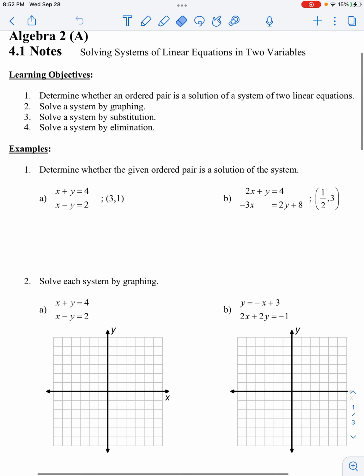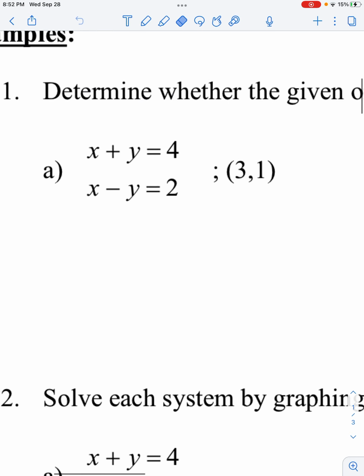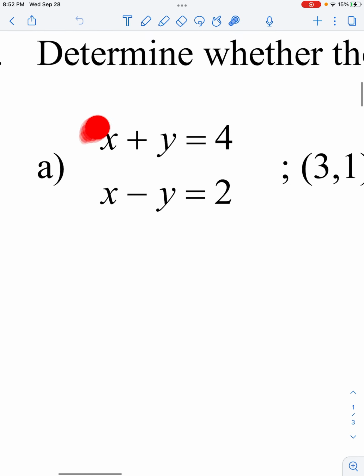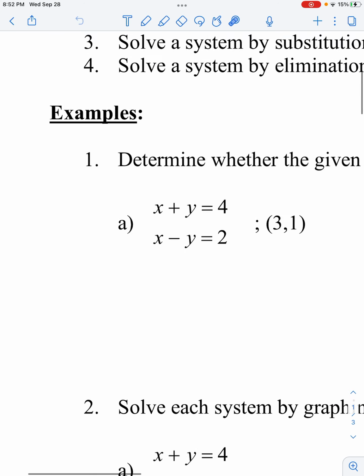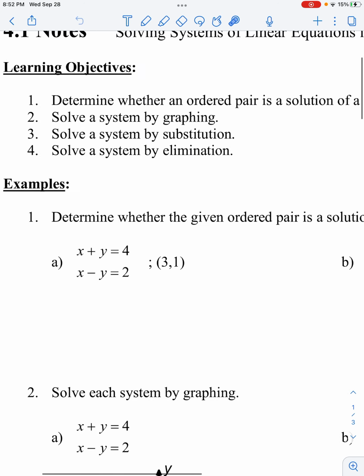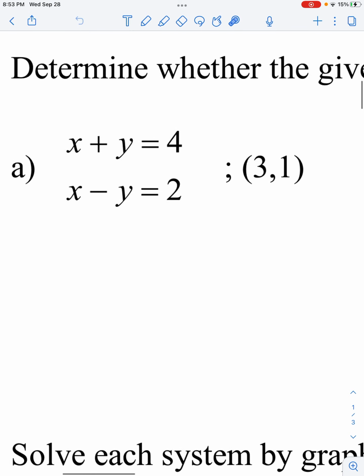Solving systems of linear equations that have two variables in them, an x and a y, okay? So let's just jump right into it. The first thing we're going to do is determine whether this ordered pair here, (3, 1), is a solution of my system here. How do I check that?